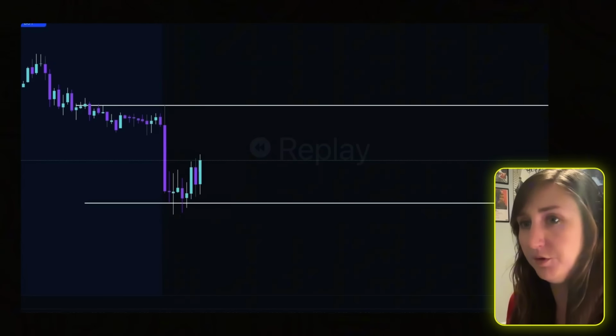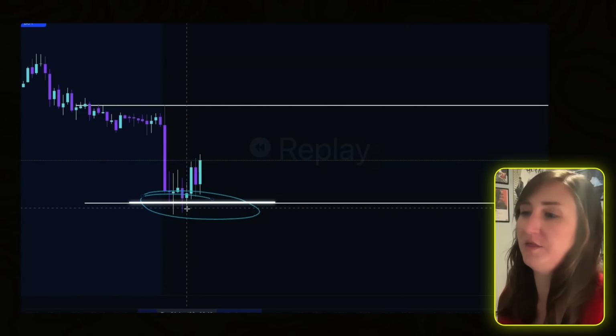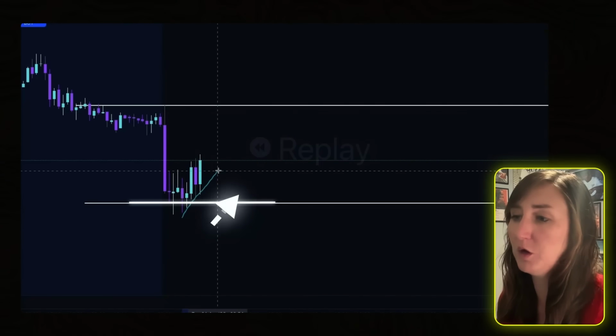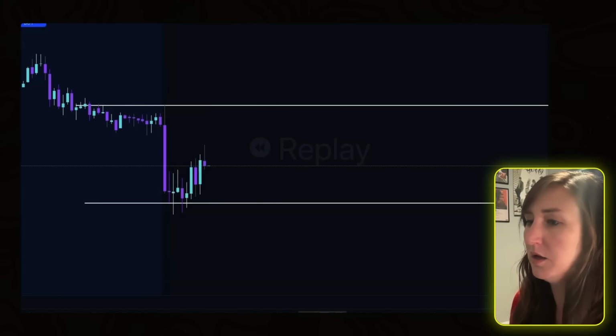We have two confluences at play: resistance at the bottom of the 5-minute ORB range, and we're getting higher lows into play. Here it is.